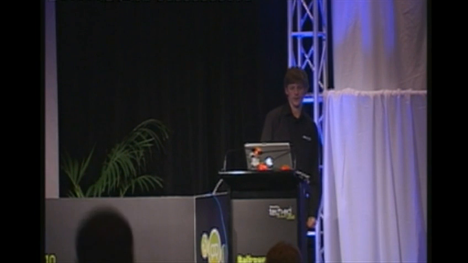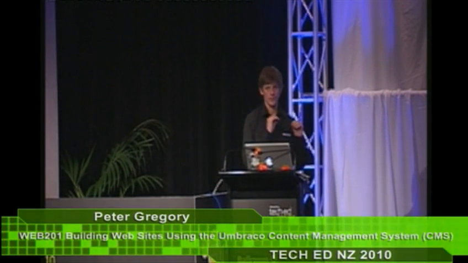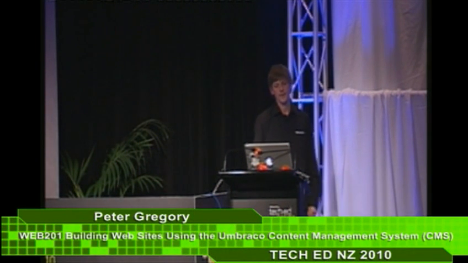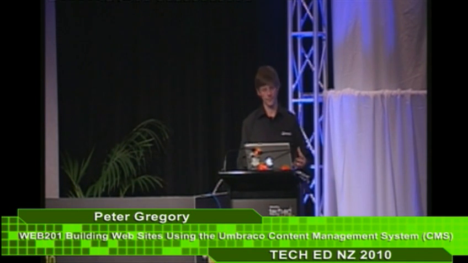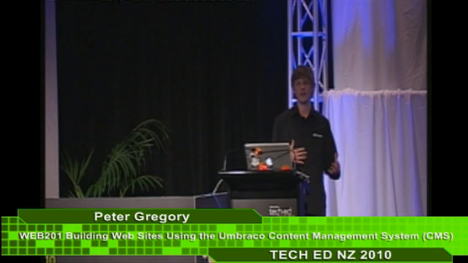So let's just get straight into it. Some of this is a brief repeat of yesterday. What is Umbraco? It's a web content management system. It's open source, 100% MIT license. You can download it for free and use it as you want in your commercial or non-commercial app. There's no cost to using Umbraco.